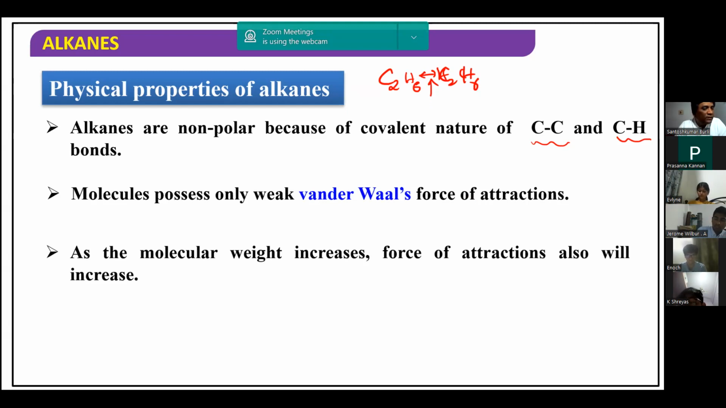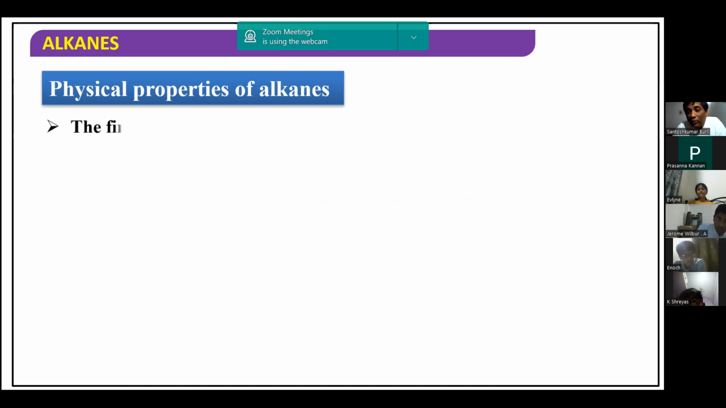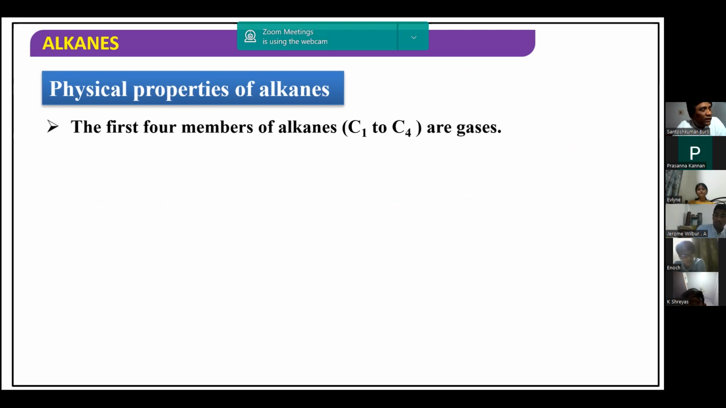So when the molecular mass increases, the size of the molecule goes on increasing. When size increases, the attractive interaction between the molecules also increases. That is, when the surface area of the molecule increases, you can get more attractive interactions between the molecules.